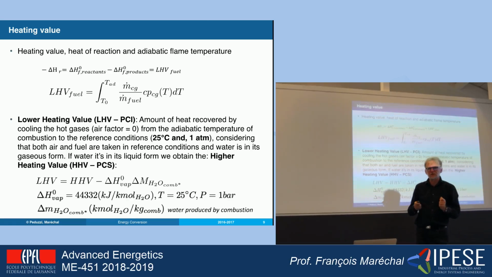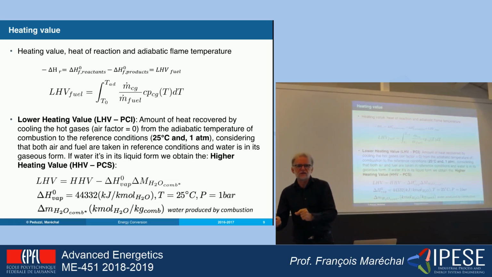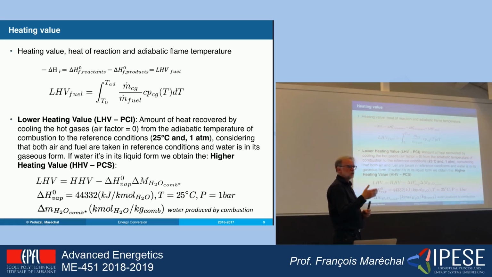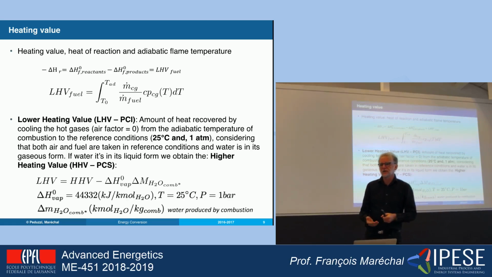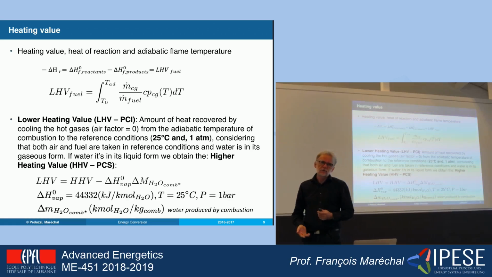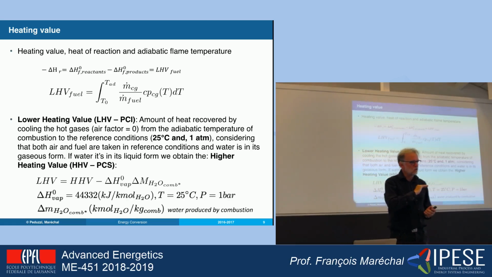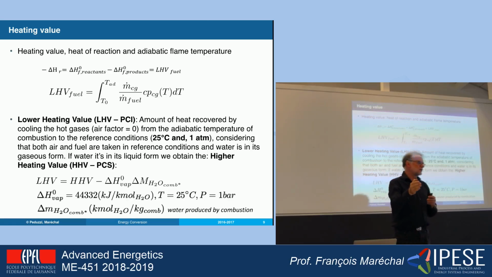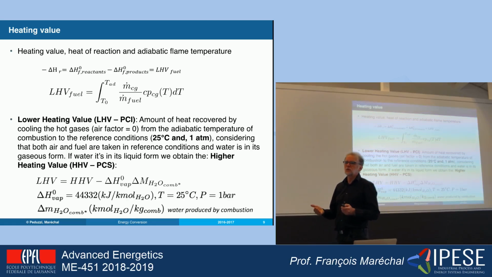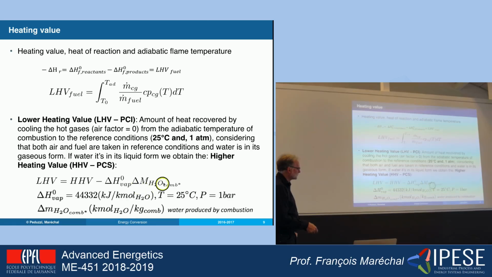The lower heating value is the amount of heat that can be harvested by cooling down the gases up to 25 degrees C without condensing the water that is formed during the combustion. And the higher heating value is the same value, but by making the assumption that the whole amount of water will be condensed. So the difference between the higher and the lower heating value is the water condensation, and it depends on the amount of water that has been created during the combustion.